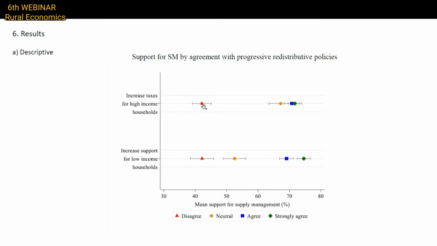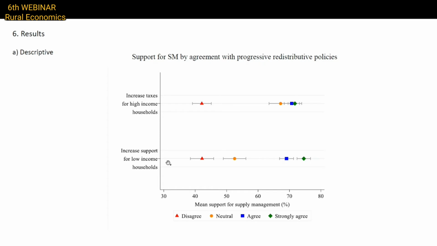By the way, the markers are point estimates, and the bands here are just our confidence intervals on those point estimates. And here a similar question, do you support increasing social service support payments for low-income households? If you don't, your support for supply management is quite low. If you do, you're very supportive of supply management.